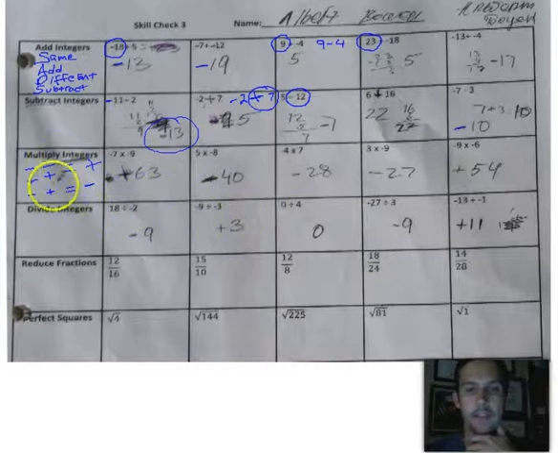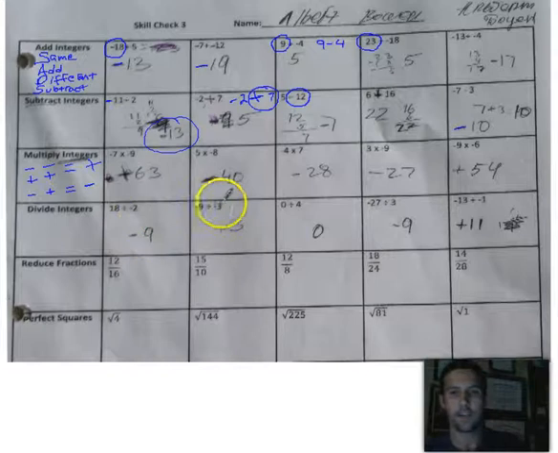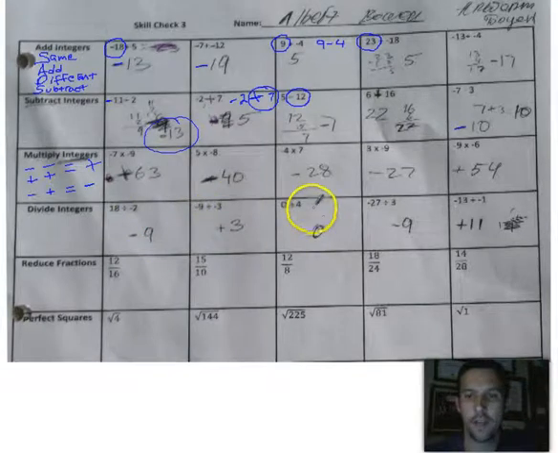Dividing, he gets the same rules apply as multiplying. So negative 9 is the answer here. Positive 3. Anything multiplied or divided by 0 is 0. Negative 9.